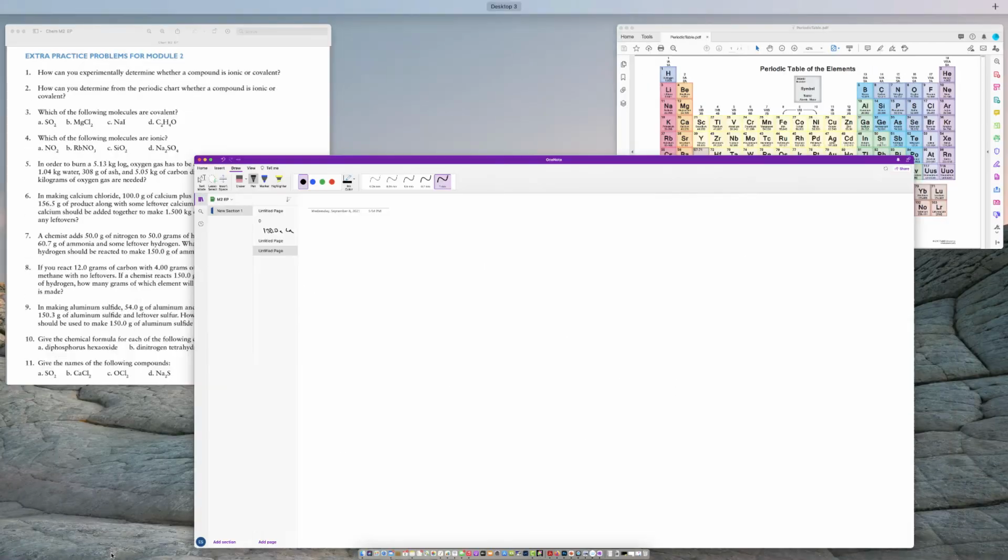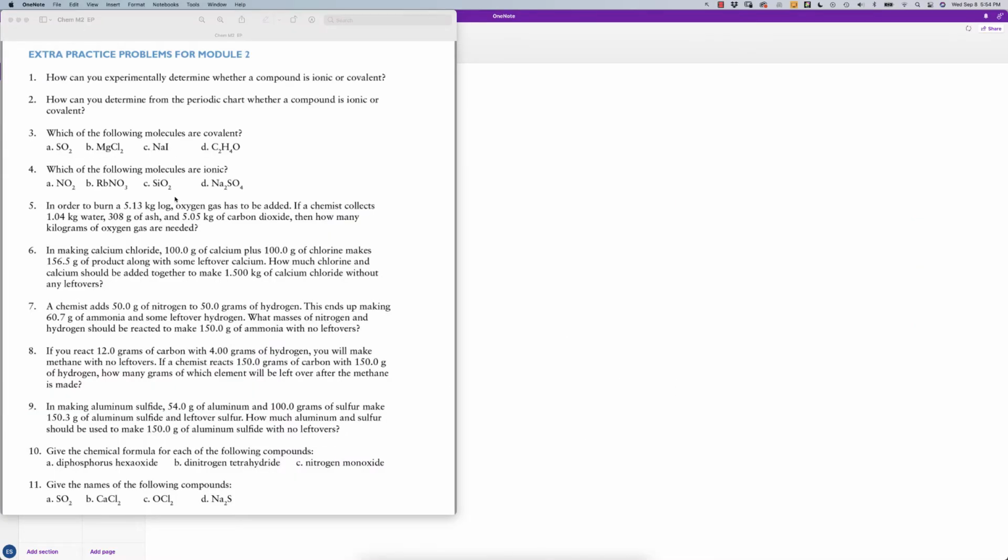Go to the page here. Number 7, it says a chemist adds 50.0 grams of nitrogen to 50.0 grams of hydrogen. This ends up making 60.7 grams of ammonia and some leftover hydrogen. What masses of nitrogen and hydrogen should be reacted to make 150.0 grams of ammonia with no leftovers?